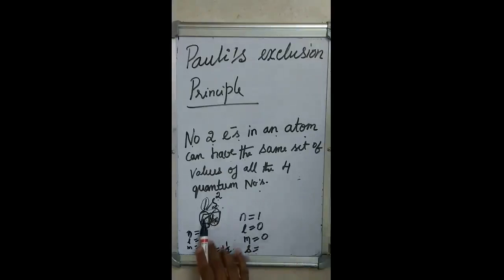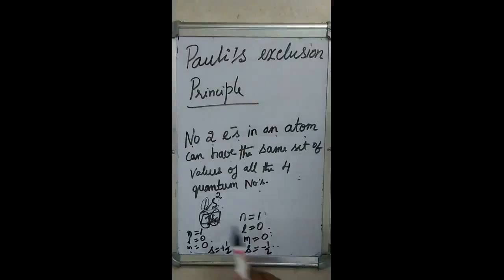Spin quantum number. For this I have considered plus half as the clockwise direction, and this is the anti-clockwise direction, so I consider it as minus half. Now, n, l, m: you will get the same answer in both cases, for both electrons. But where will it differ? In the s quantum number, that is the spin quantum number. The first electron shows plus half, the second electron shows minus half.